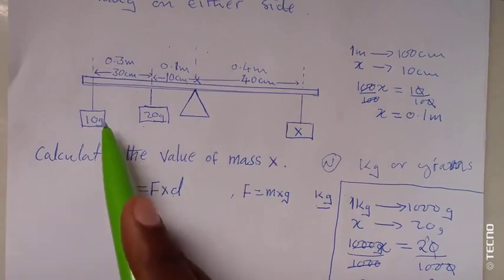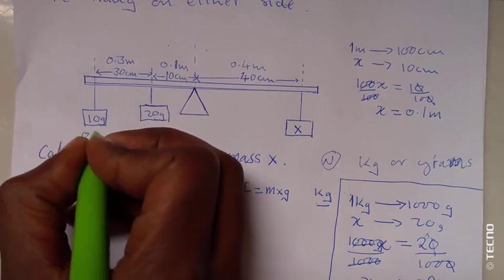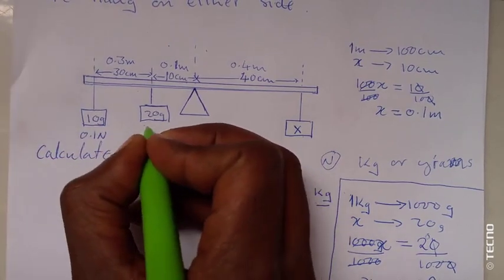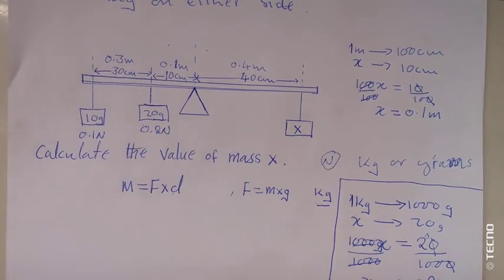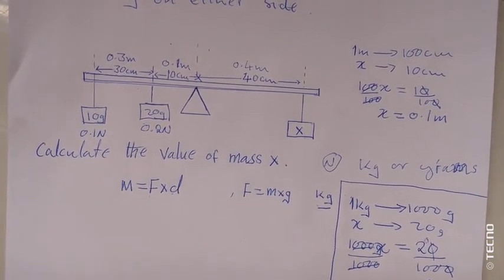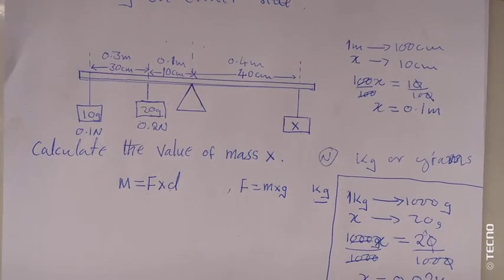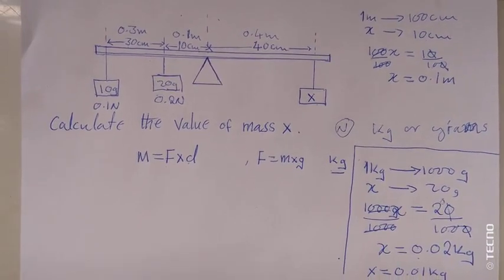So for this one, it's going to be 0.1 Newton. There it's going to be 0.2 Newton. When the answer that you found, you multiply by 10. So these are answers that you are going to have. Okay. So now let's calculate what you have been asked.